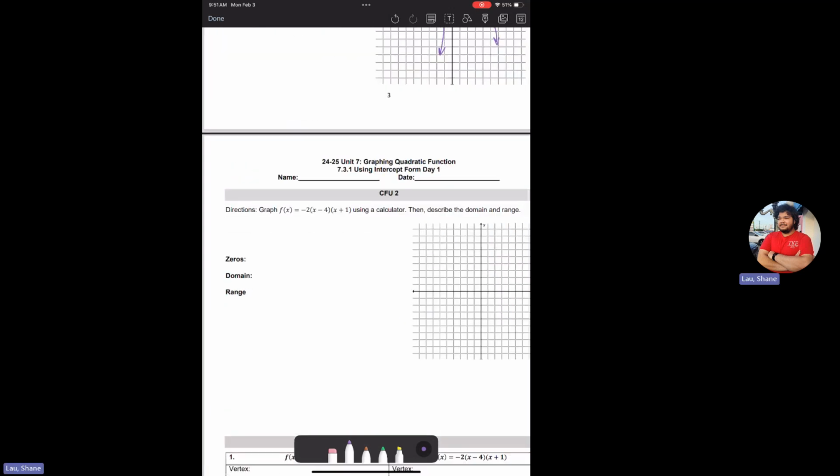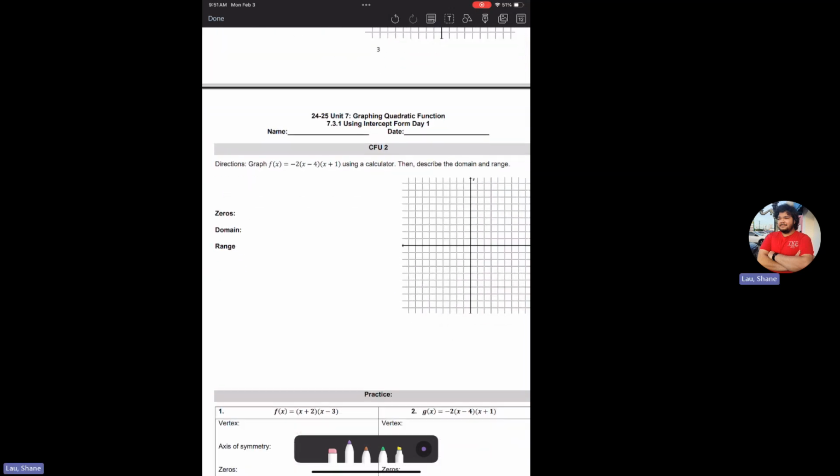Moving on, go ahead and try this CFU2 here. If you're stuck or if you're looking for the answers, you can unpause it now. Here, I'm looking at, again, the same kind of situation. I'm looking for the zeros, the domain, and the range. Well, the domain already, we should know, should be just all real numbers. We're not going to be doing anything with that. No real life situation or anything like that. So nothing to really report there.